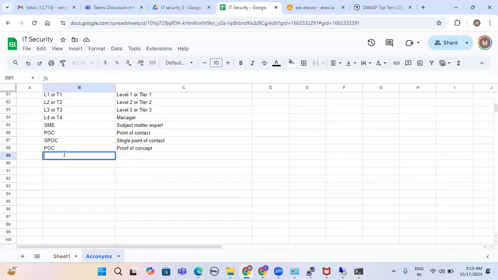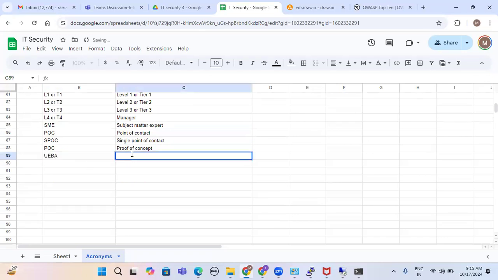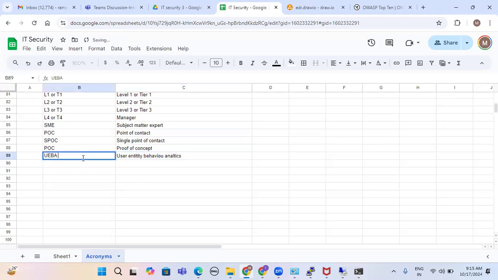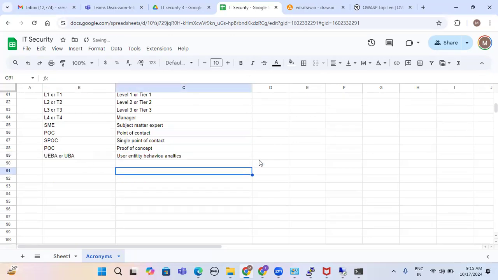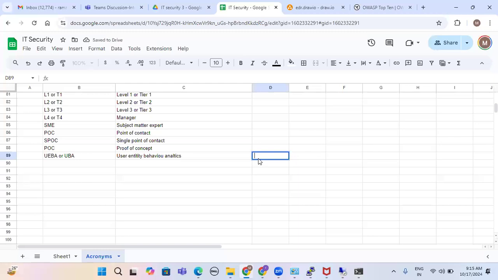So next one is UBA. UBA full form is user, entity, behavior, analytics. This is also called UBA by a couple of vendors, user behavior analytics. It's a combination of machine learning, ML, and artificial intelligence, AI, and also a combination of data analytics.